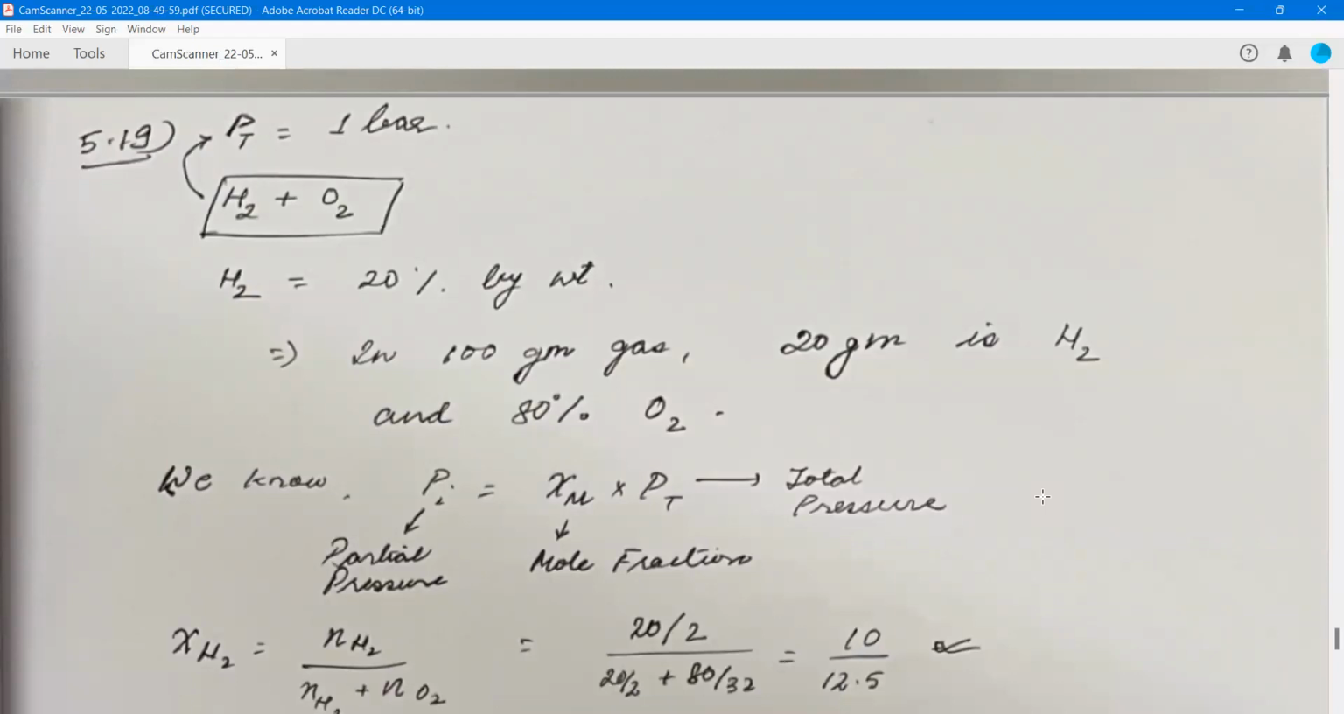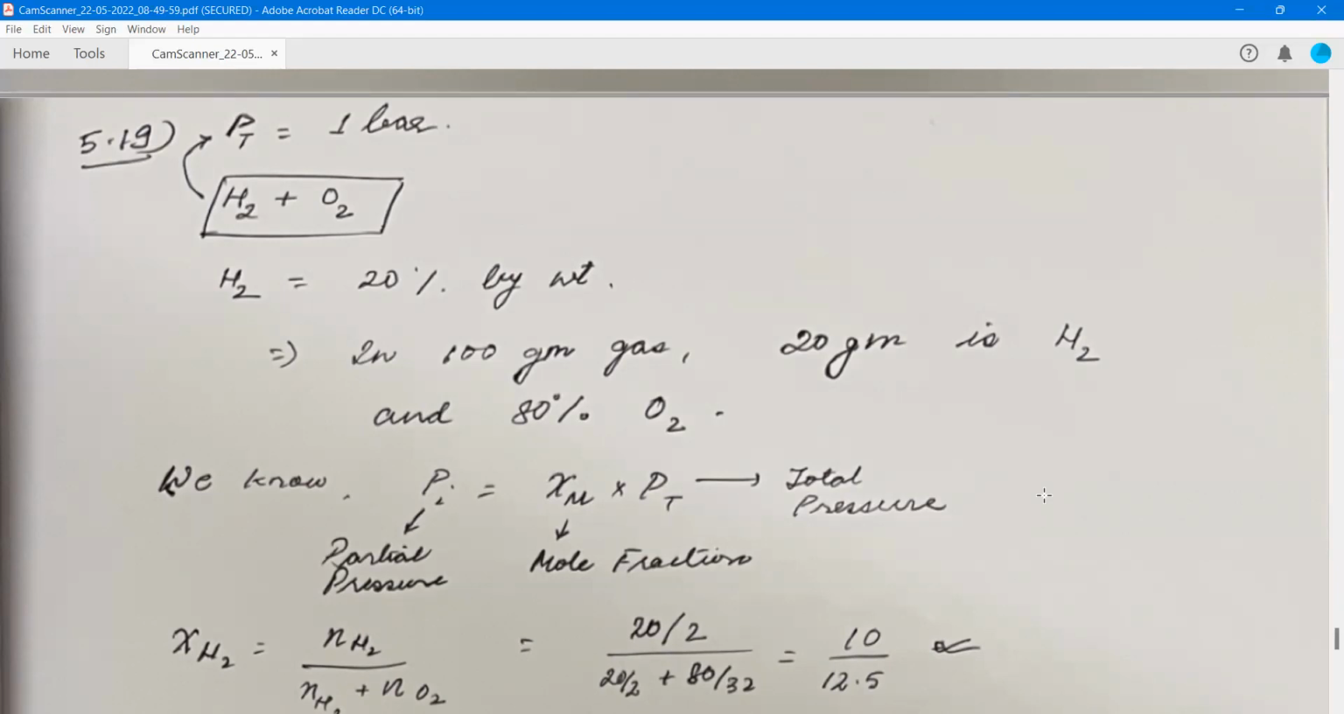Let's move to the next question, question number 5.19. A mixture of dihydrogen and dioxygen at 1 bar pressure contains 20% by weight of dihydrogen. Calculate the partial pressure of the dihydrogen. So in a container you have a mixture of dihydrogen and dioxygen, and the total pressure of this mixture is 1 bar. They also mentioned the hydrogen in that mixture is 20% by weight.